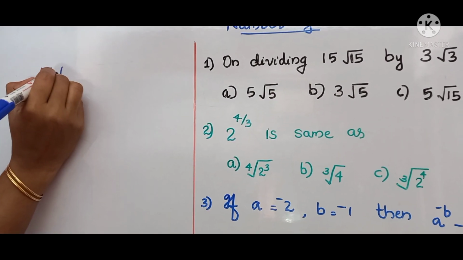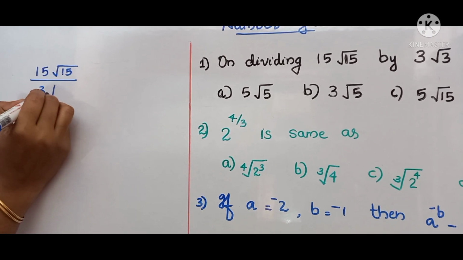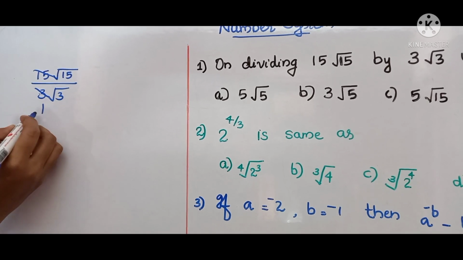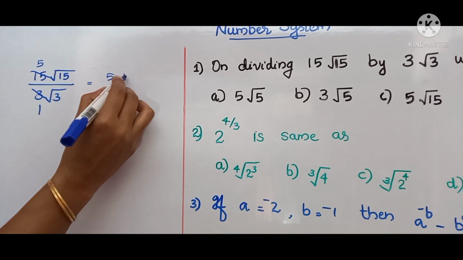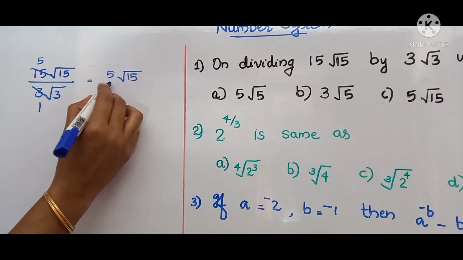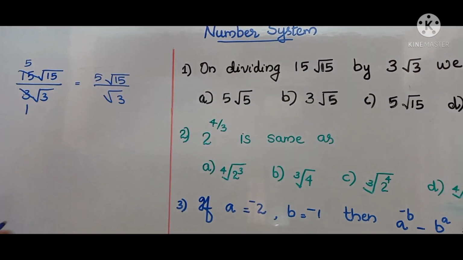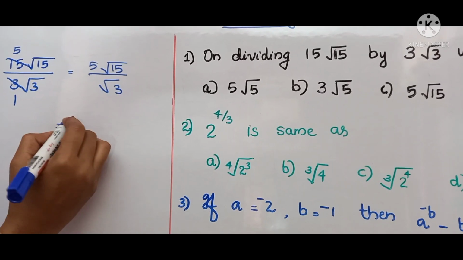15 root 15 divided by 3 root 3. This is the question. And we know here 15 and 3 can be cancelled by 3, leaving 1 and 5. And we are getting 5 root 15 divided by root 3. But this answer is not given in our options. So we have to do it again. That means we have to rationalize the denominator.